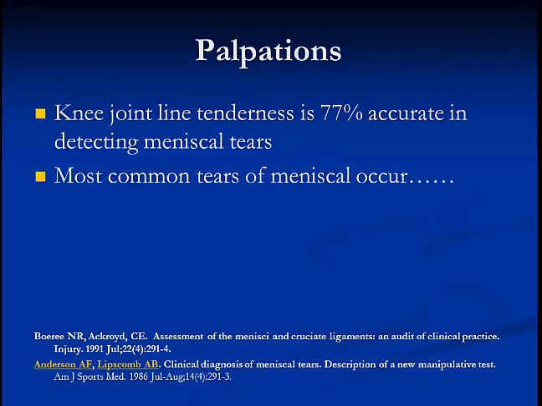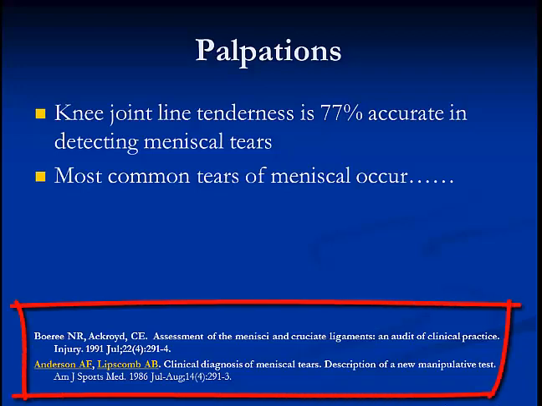As we've said before, evidence-based practice is the move of the future in allied healthcare. It's important that you know, by looking at the evidence here within these two articles, that knee joint line tenderness is 77% accurate in detecting meniscal tears.